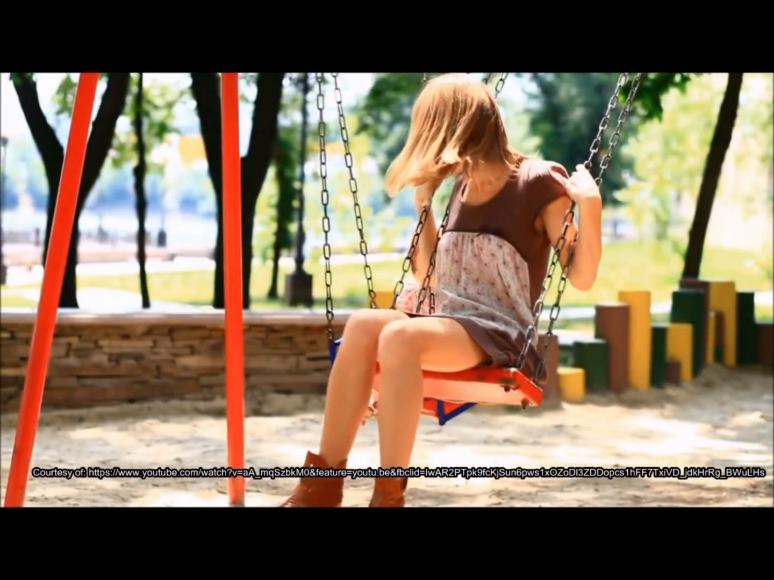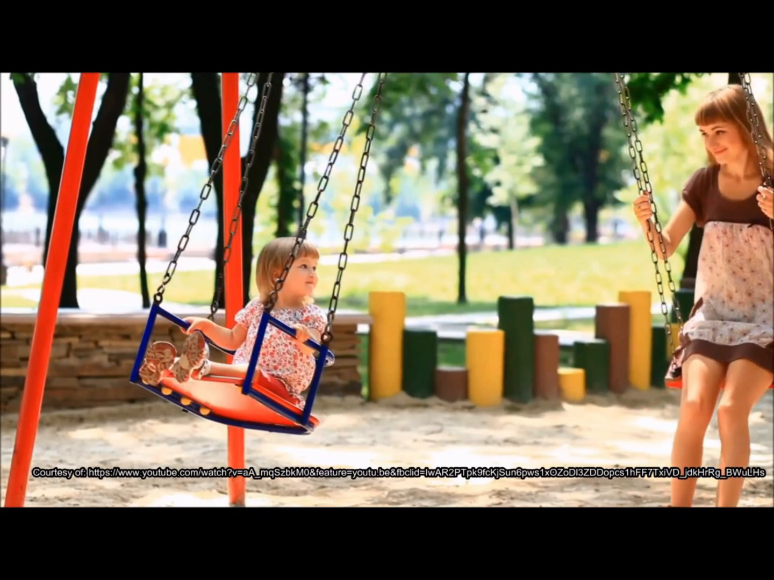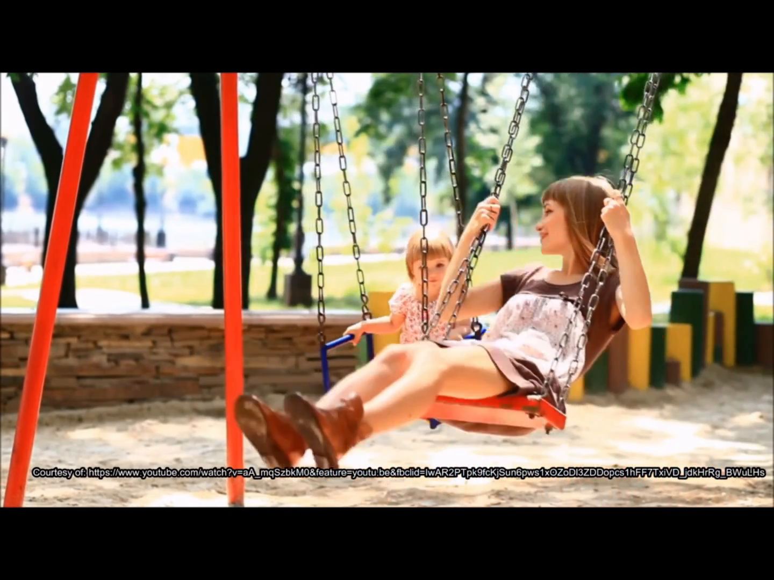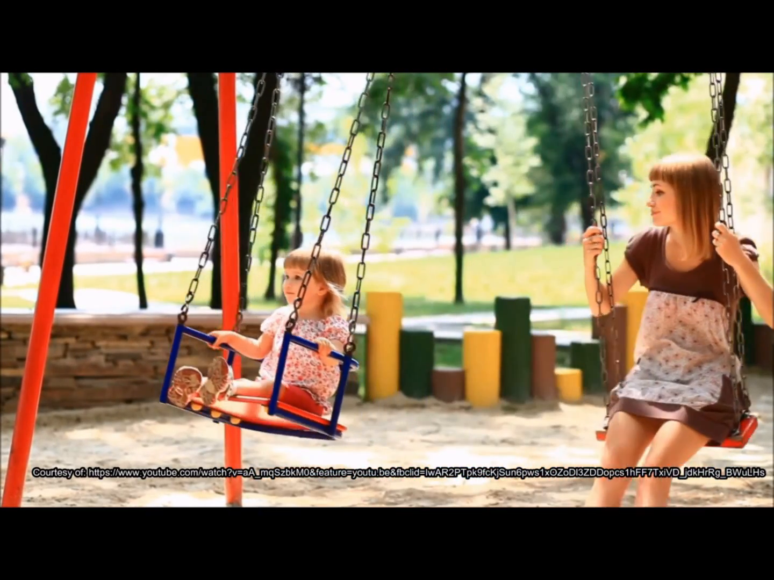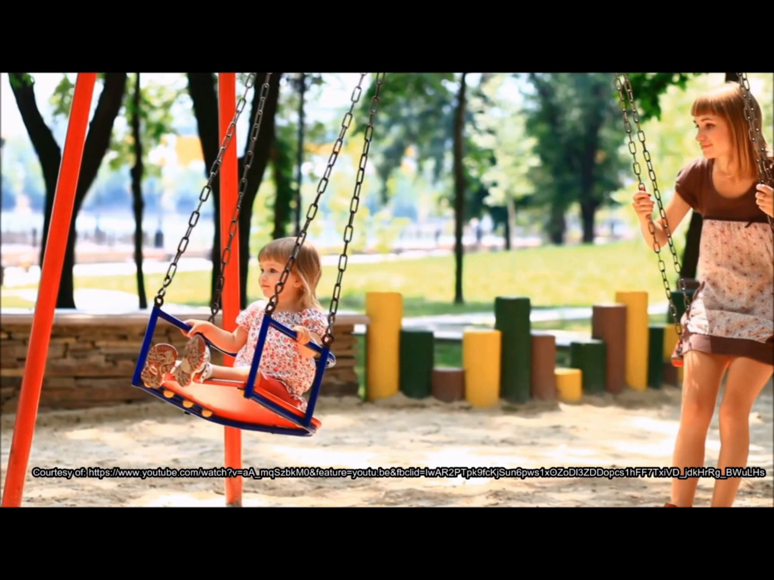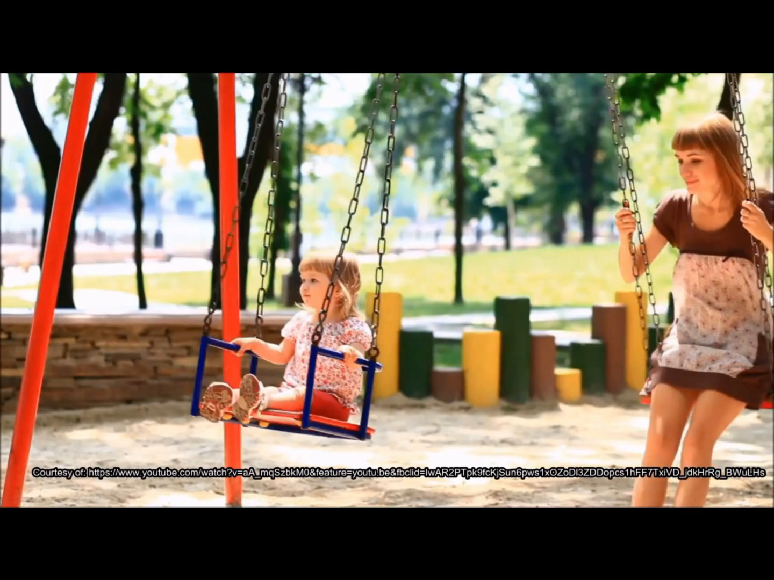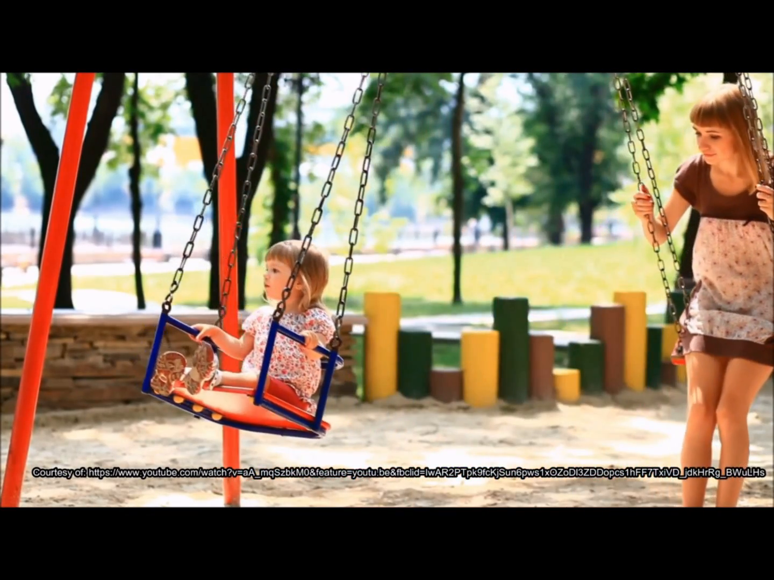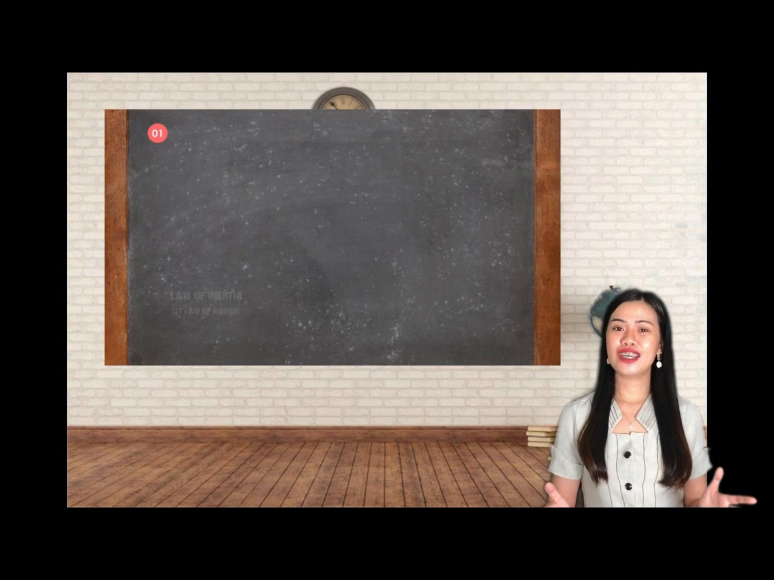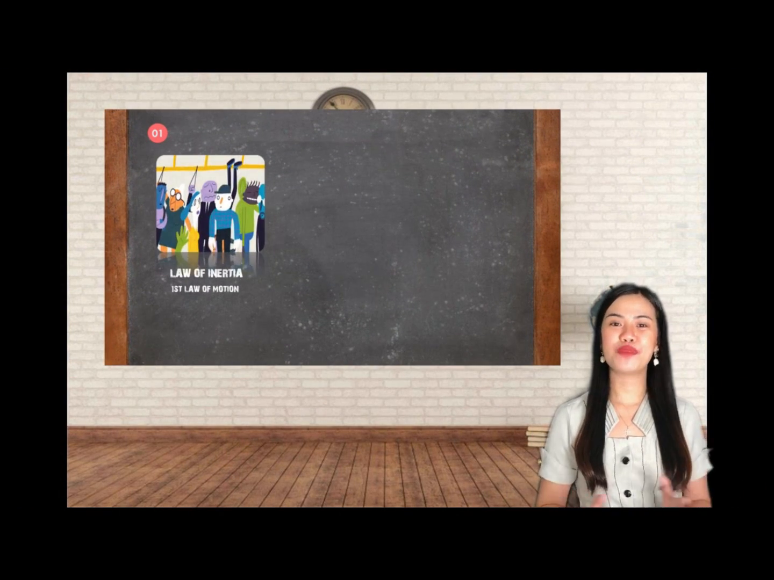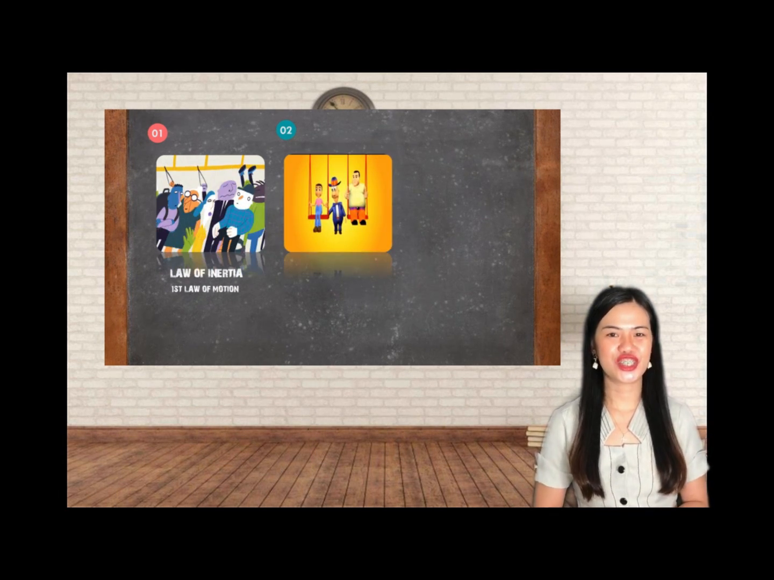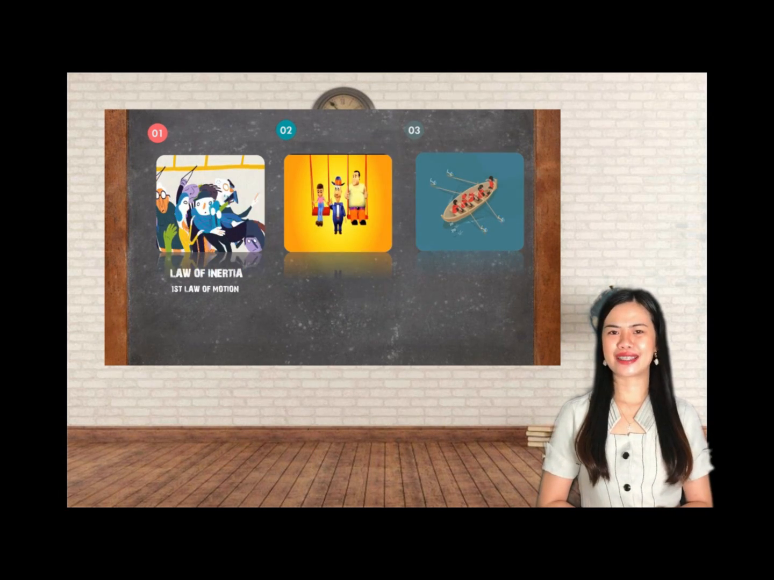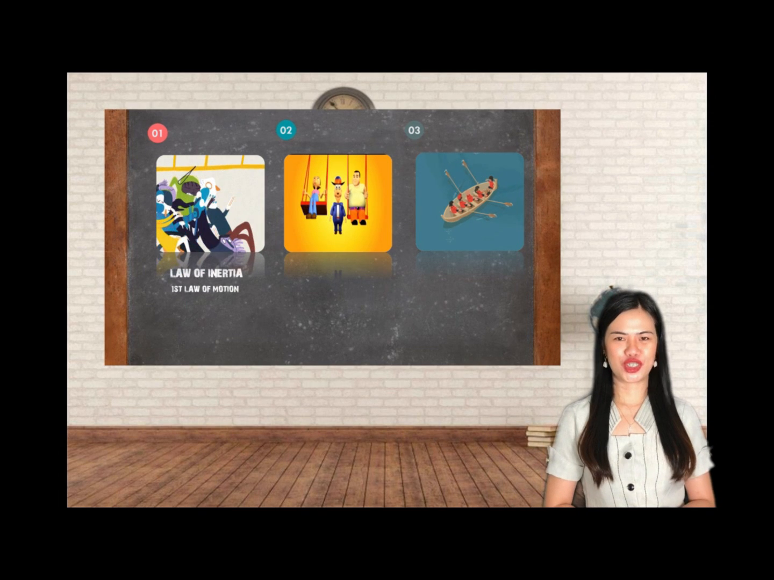You have also experienced Newton's first law on a swing on a playground. In order to start swinging, you have to use a lot of force, but once you get going, it can be hard to stop. And that's all about Newton's first law of motion, the law of inertia. Let's move to the next, the second law of motion.